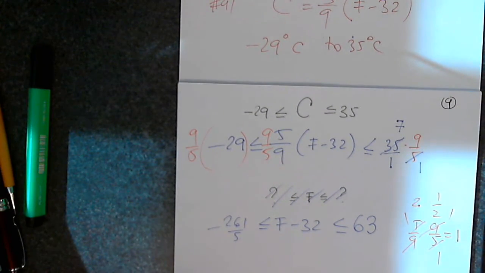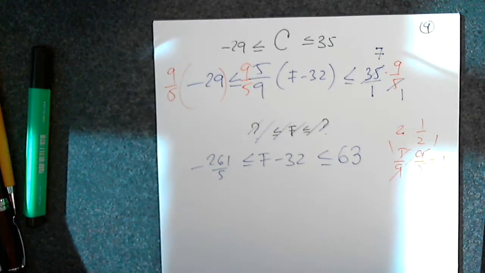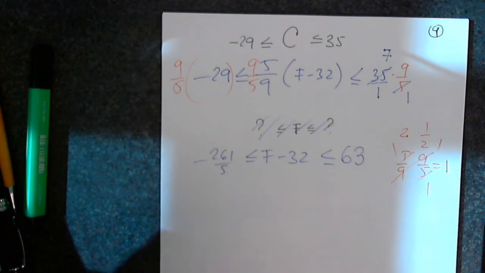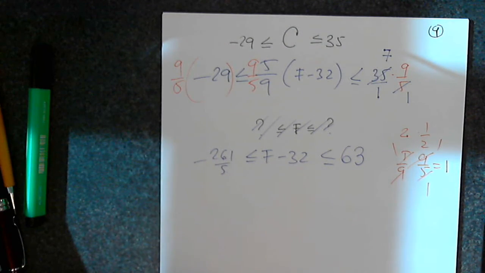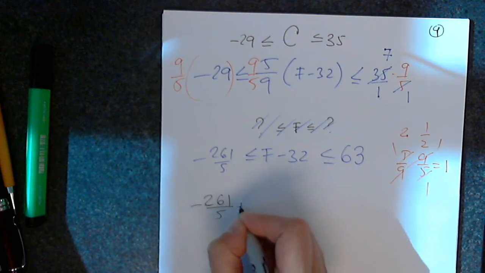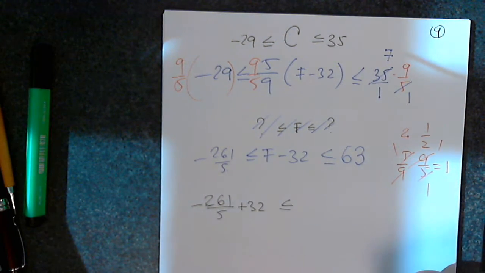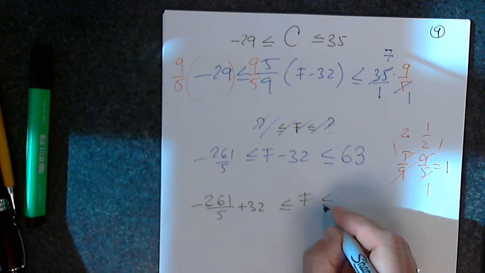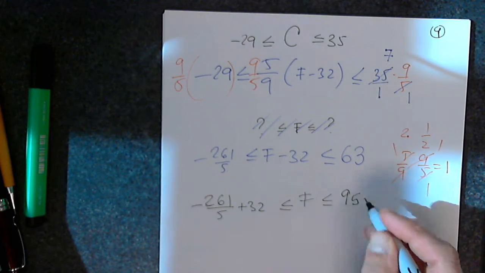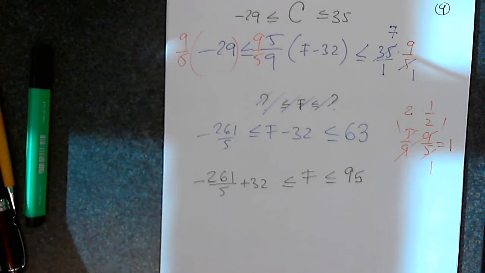Okay, final step. What should I do? What am I adding? 32. Yes. So I have -261/5 plus 32. What is left in the middle? Perfect. And when I add 32 to the right-hand side, I get 95. Now I would like to talk about the left-hand side because it involves adding fractions, and that's where some students, not all, have some difficulties.